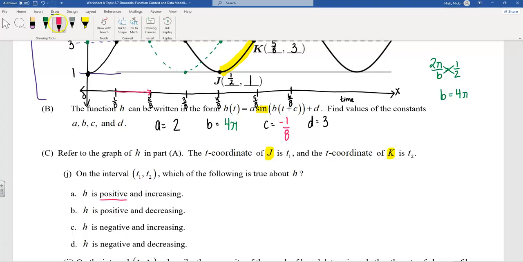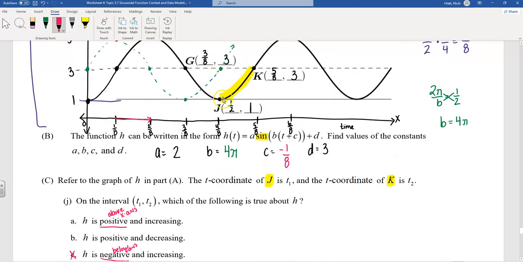Positive means above the x-axis. Negative means below the x-axis. Is any of our graph below the x-axis for this problem? No. So C and D are out. So it depends on where that x-axis is falling. Sometimes it's right there at the midline. Sometimes it's up above the graph. It just depends on the situation.